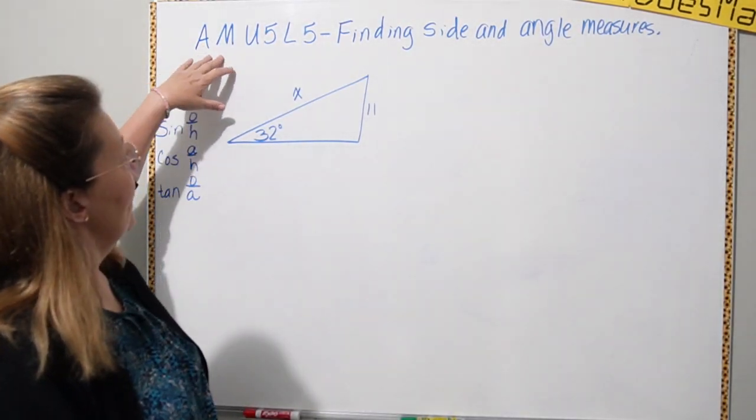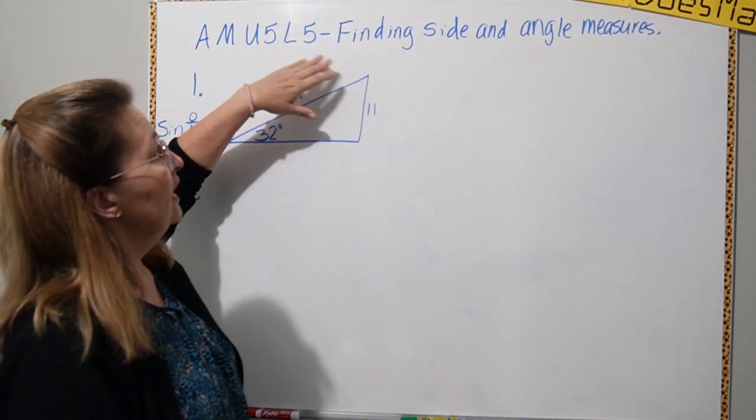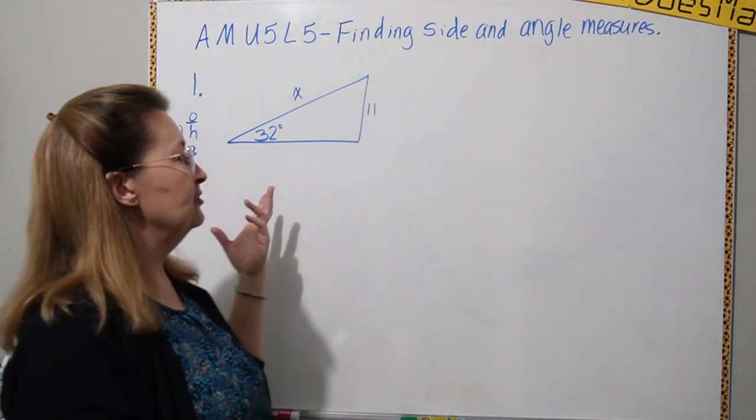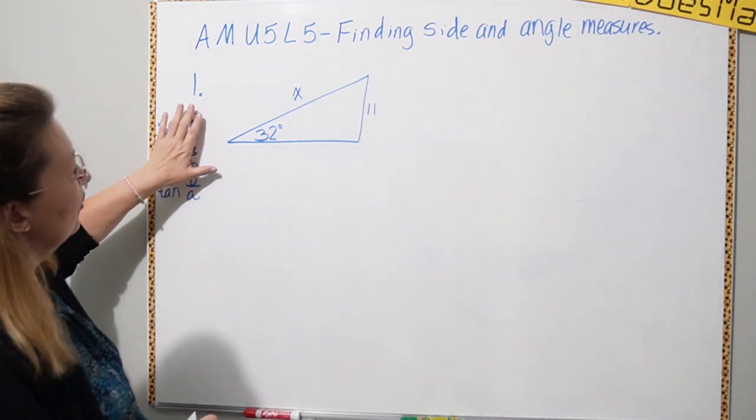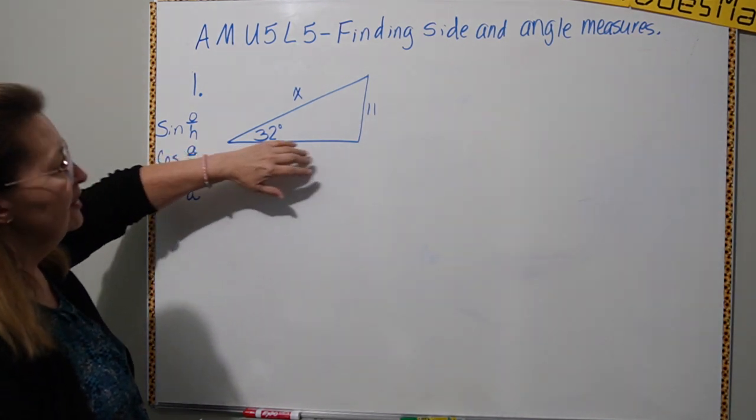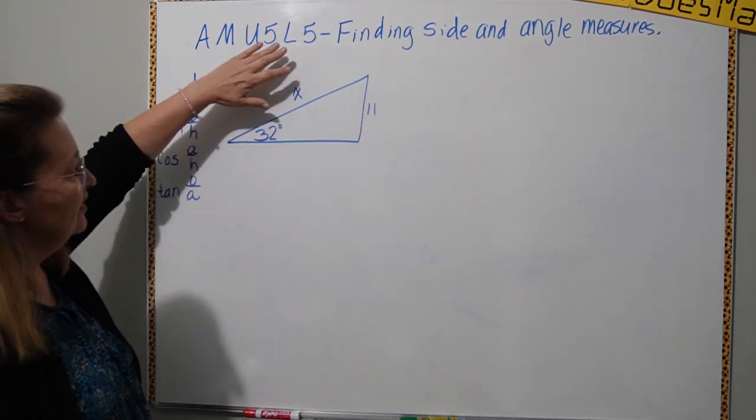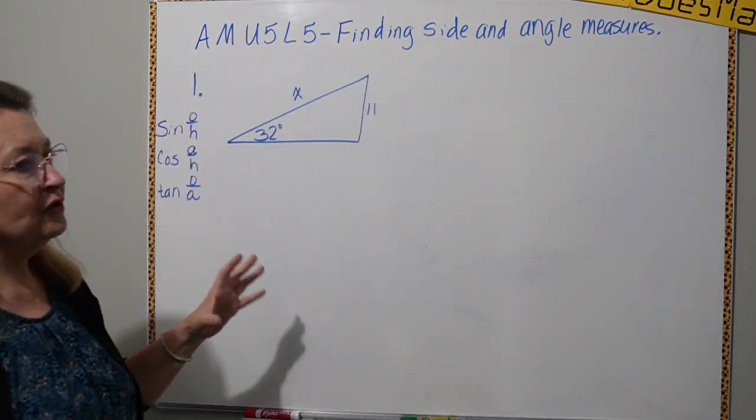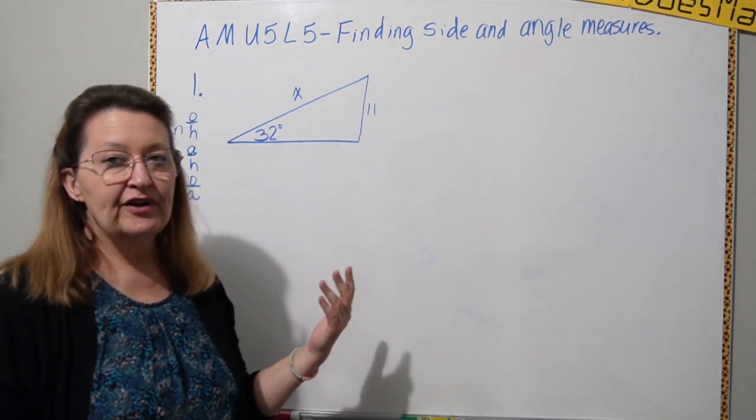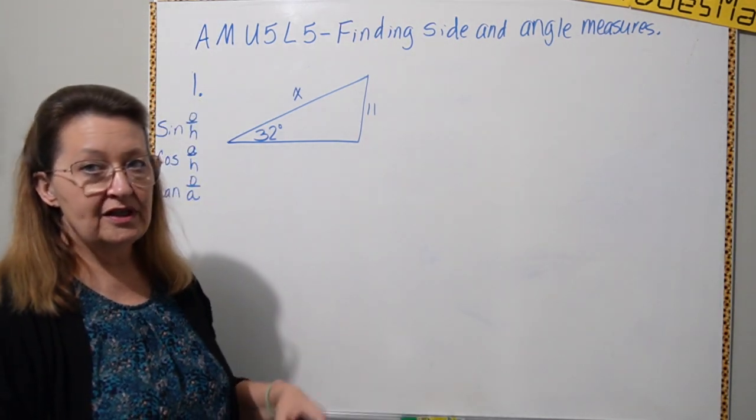Okay, this is lesson AMU5L5, and we are going to be finding side and angle measures using your trig functions. So for number one, we have a triangle and we have a 32-degree angle marked. We know this side is 11 and this is x. Now we're going to use the trig function backwards. So the hardest part is figuring out which function do I need to use.